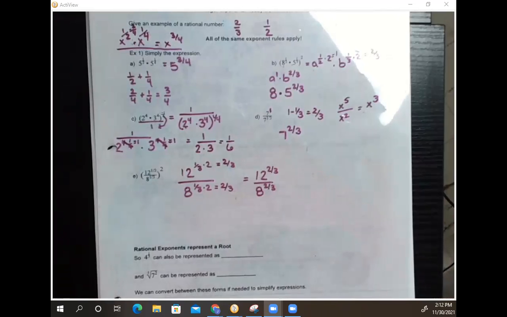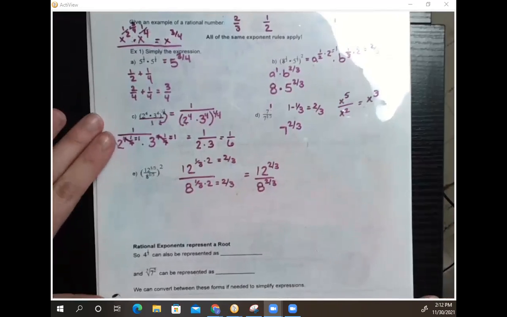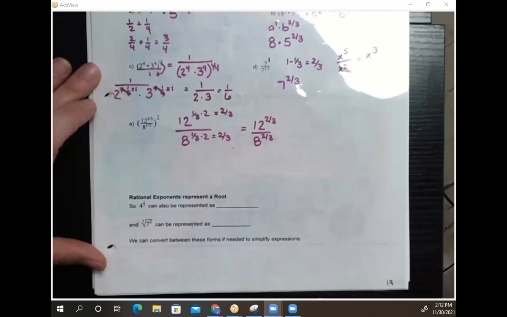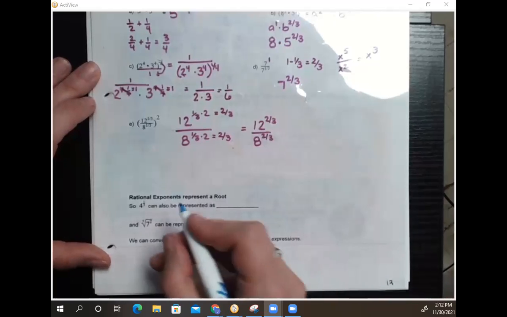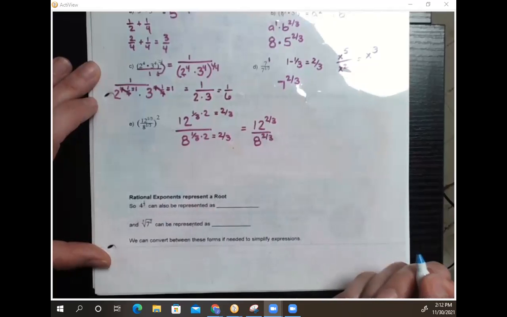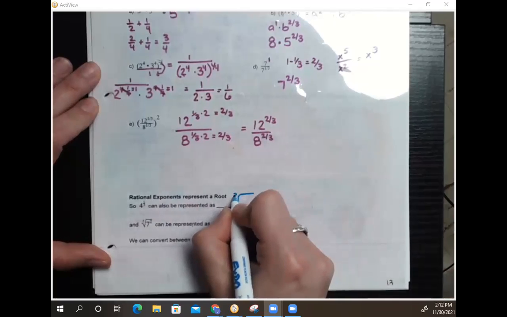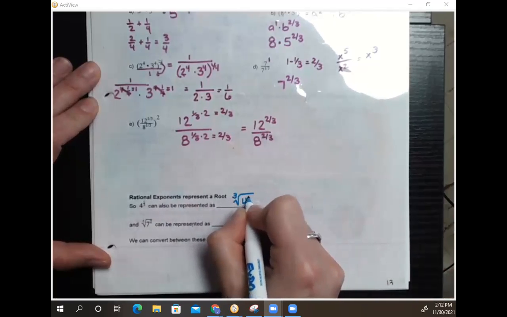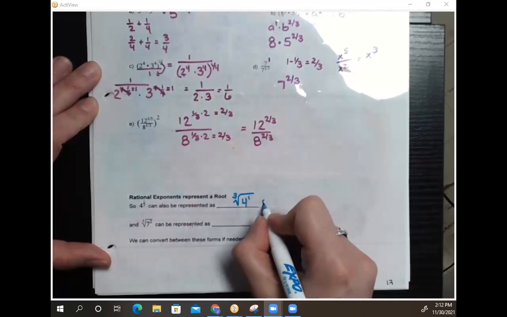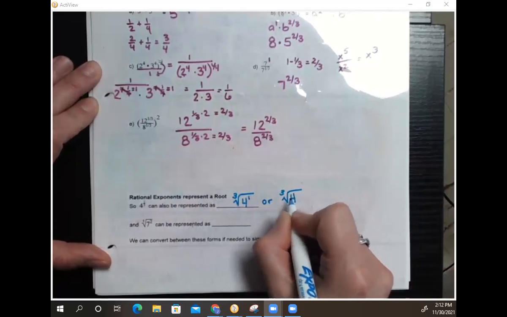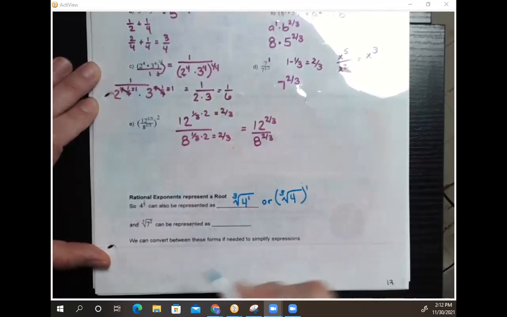The last thing I want to talk about is what does it mean when I have a fractional or a rational exponent? Okay, so if I have 4 to the 1/3 power, what does that mean if I were to try to evaluate or simplify that? So 4 to the 1/3 is actually a way that I can represent a root. This would be the cube root of 4 to the 1st. I could also represent this if I wanted with that exponent outside the root.